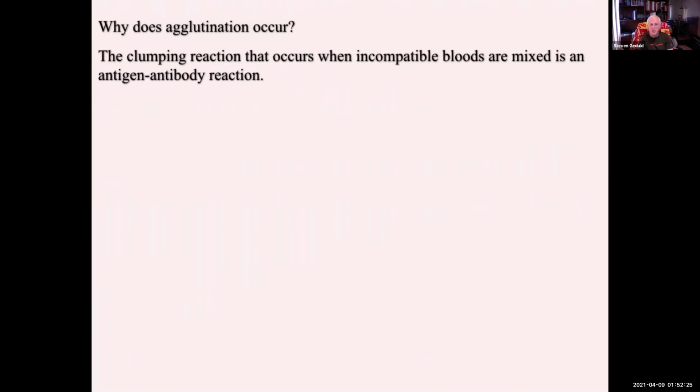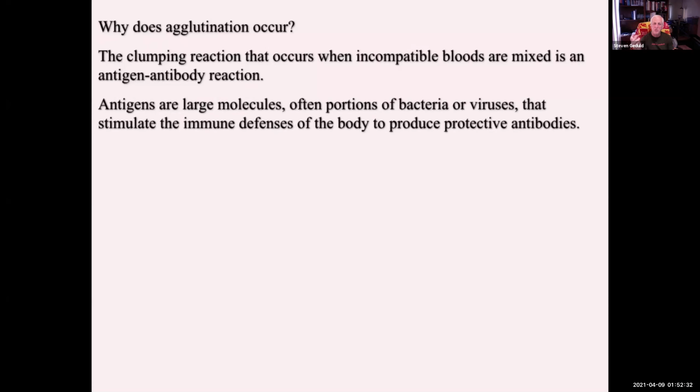Like we said, the clumping reaction occurs when incompatible blood types are mixed. So you have an antigen-antibody reaction. Antigens are large molecules, often portions of bacteria or viruses, that stimulate the immune defense of the body to produce protective antibodies. That's how serums work. That's how vaccines work, like the COVID vaccine. It produces a response in the body. The body recognizes the outer markers, the sugars on it. We build antibodies to that, and we give you a subclinical dose so you don't get the disease.